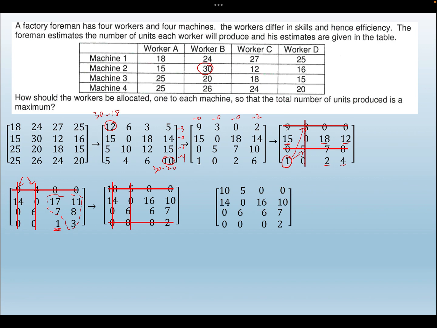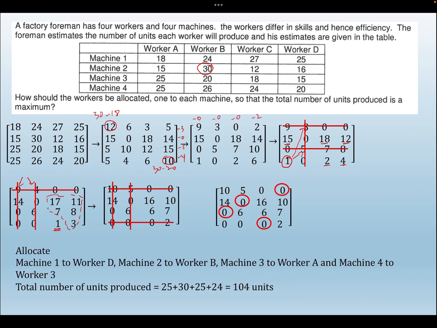So let's start off with the row with 1 zero, which is row B and C, machine 2 and 3. And then let's have a look at the next machine, which is machine 4. And then the last one, finally, is machine 1. So what we can do is assign 1 to D, 2 to B, 3 to worker A, and 4 to worker C. And you can work out the total number of units produced, which is the maximum.